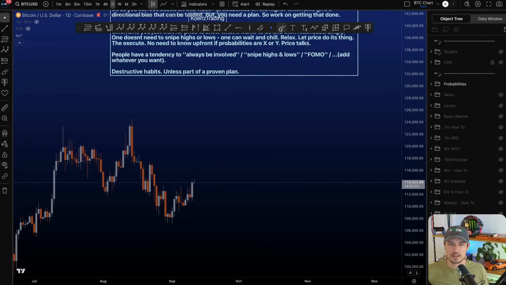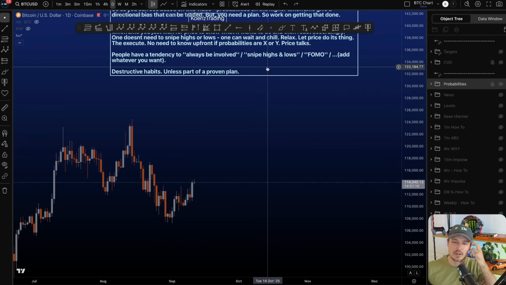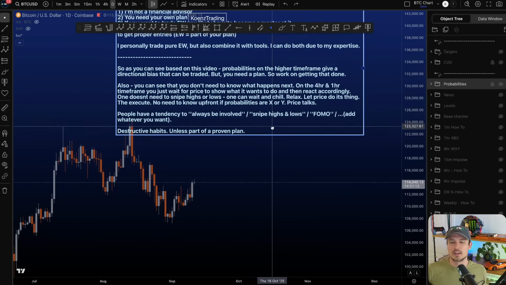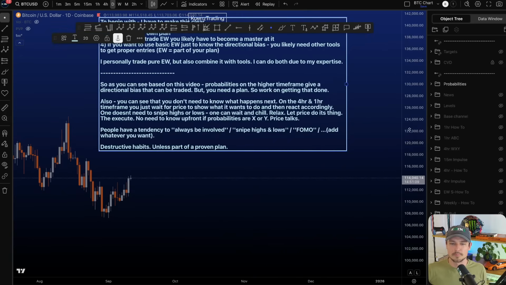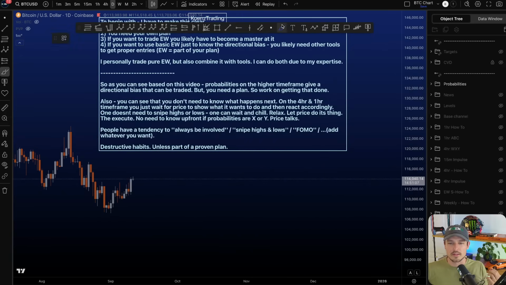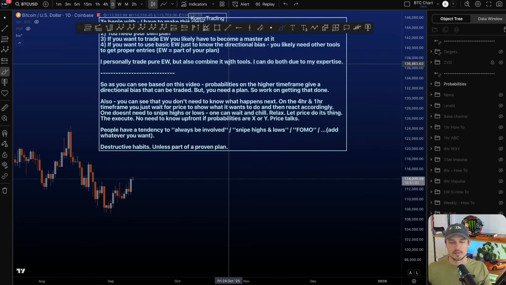Or at least I'm on the daily now, but the probabilities are higher. This move down is corrective, meaning longs are interesting. So at least your directional bias initially would be like, okay, it's interesting to look for long opportunities. No? And then you need some other tools to get proper entries if you don't have an expertise in Elliott Waves.